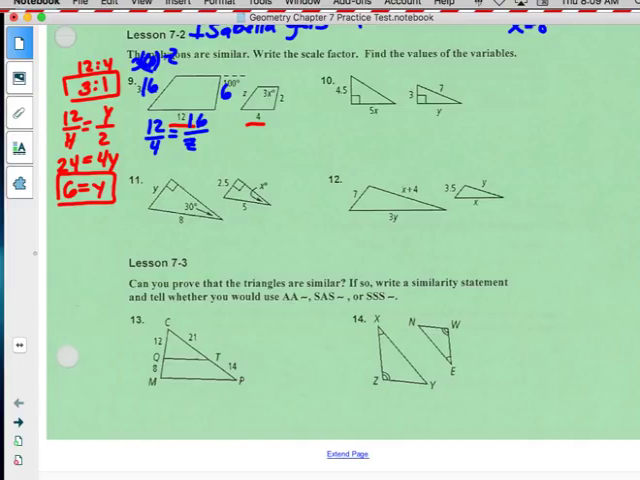Okay, so I got 16 to z, 12 to 4, and I cross multiply. Actually, let's not even worry about cross multiplying. Let's reduce this one just to be different. This 12 to 4 can reduce to 3 to 1. So now I got 3z is equal to 16, and I divide, and I know z is equal to 16/3, or I could say z is equal to 5 1/3.